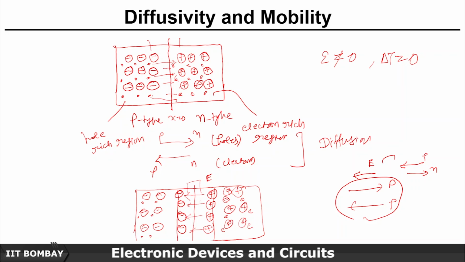Of course, they can move, but overall effective current will be 0. And this is how it leads to the formation of the electric field. Of course, we will talk more about this p-n junction diode in the next lecture. And let me give you one more example.